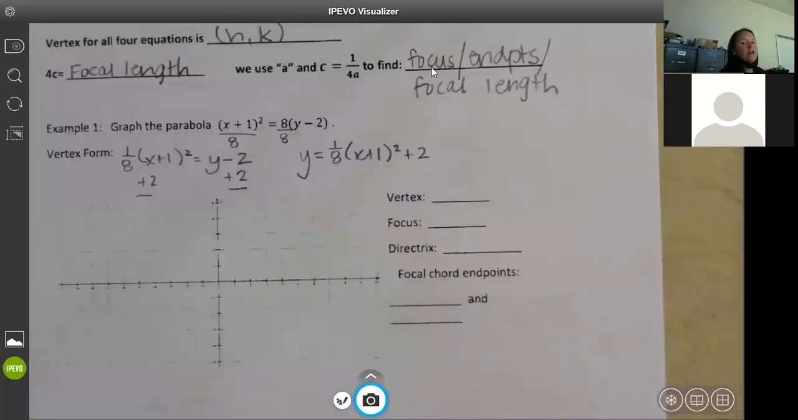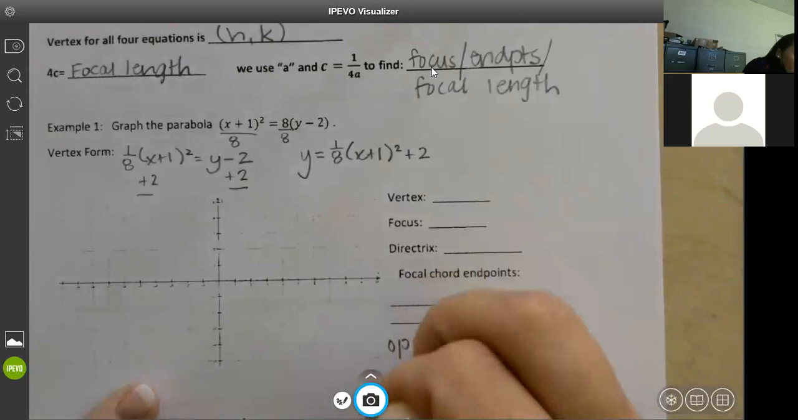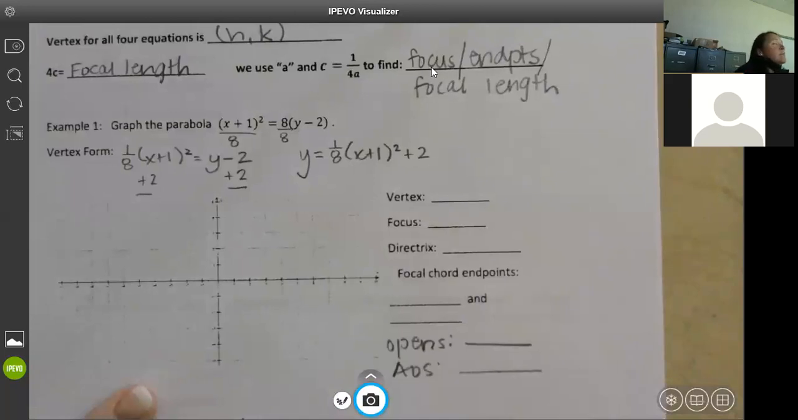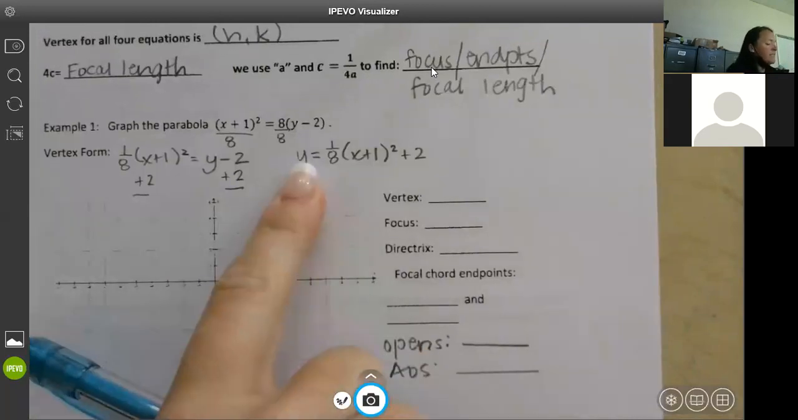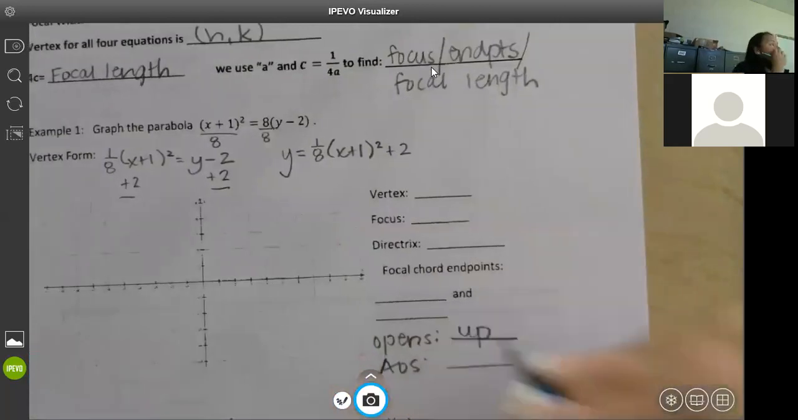I'm going to go ahead and write that direction and axis of symmetry. So it opens, and I'm going to write it down at the bottom so I don't squish everything up. And your axis of symmetry, just to remind you, the opens is the big part. The axis of symmetry is just a review. So this is y equals, so we know it either opens up or down. It's a positive 1/8, so it opens up. That has not changed the entire time.